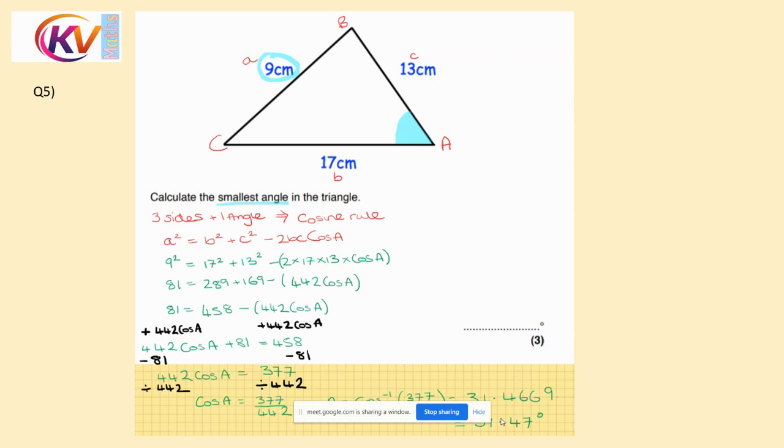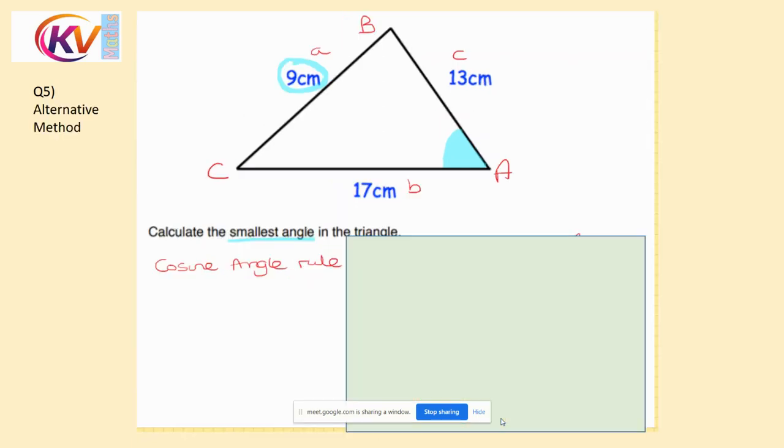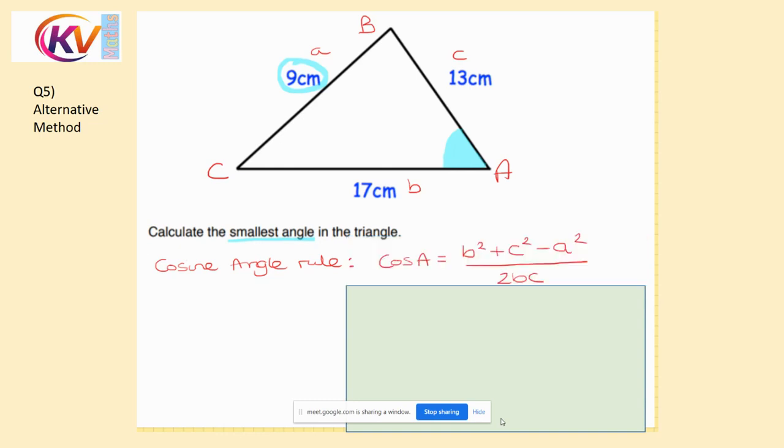Right, the alternative method that you could have done is to use the cosine angle rule formula. If you remember right at the start, I showed you that you have the option of learning the angle formula for the cosine rule, which is that one. It's just a rearrangement of the original cosine rule formula. So if you're confident that you can rearrange it in an exam, you can just learn the one. If you're not, and you want to go for the easier option of just learning this so you can input the values to find an angle, then you can.